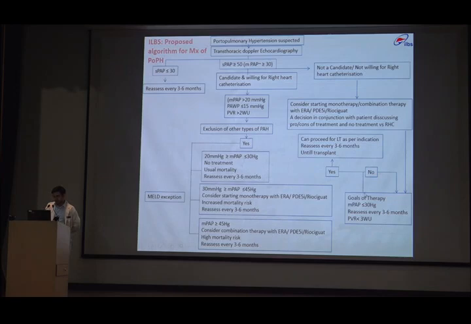And what are the goals of therapy? Mean pulmonary artery pressure should be less than 30 mmHg, it has to be reassessed, and pulmonary vascular resistance should be brought down to less than 3 Wood units. And if this happens, then the patient can proceed for LT as per indication. If not, it has to be reassessed.